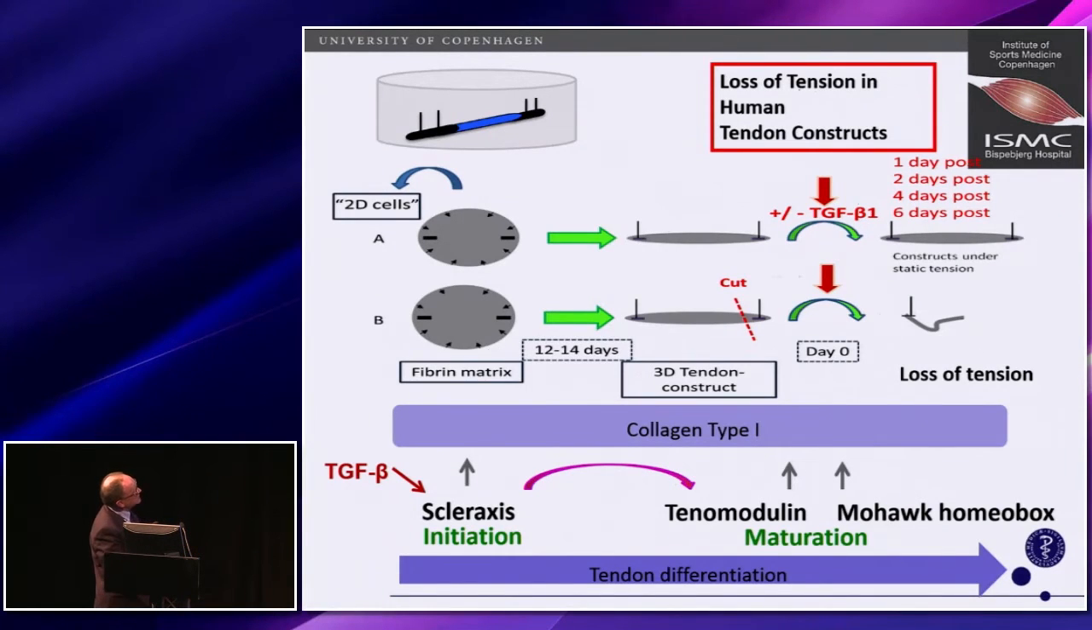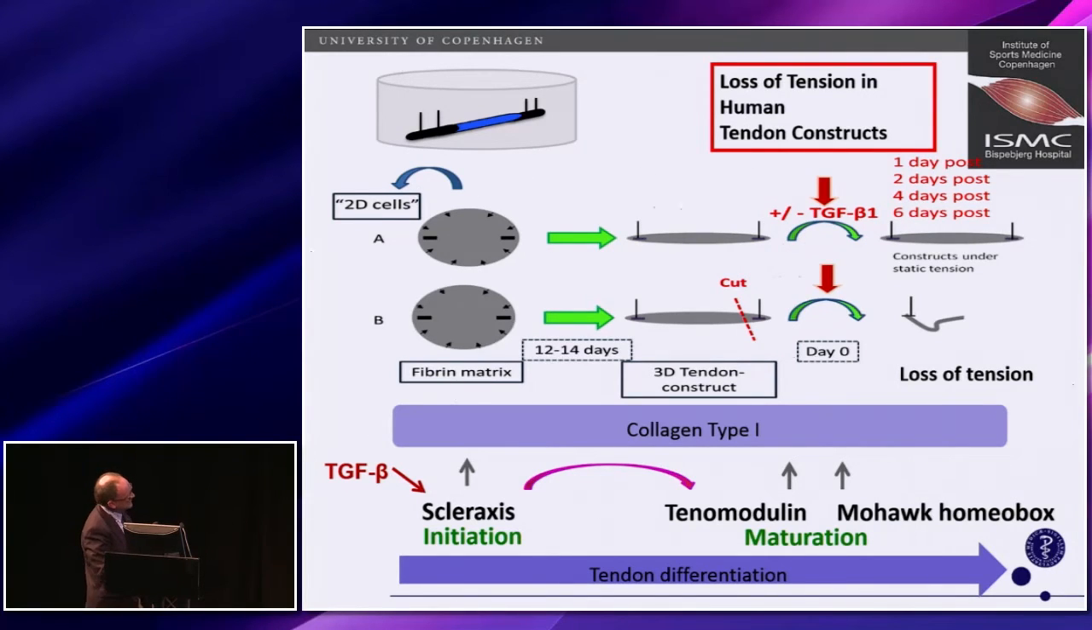And if you then do this, it's illustrated up here, and you can stimulate it in several ways, but ask the question, what if we cut this construct here? How does it behave? Does it continue to show phenotypically tendon signs? That is what this experiment is all about.